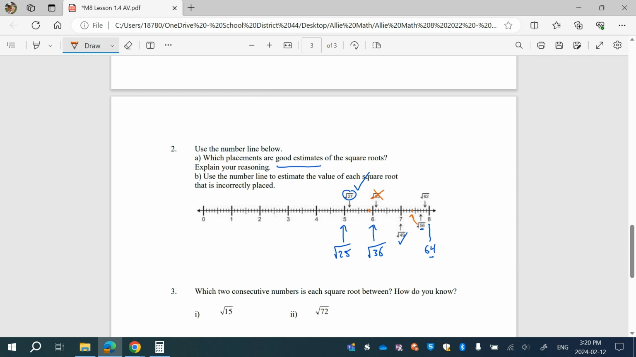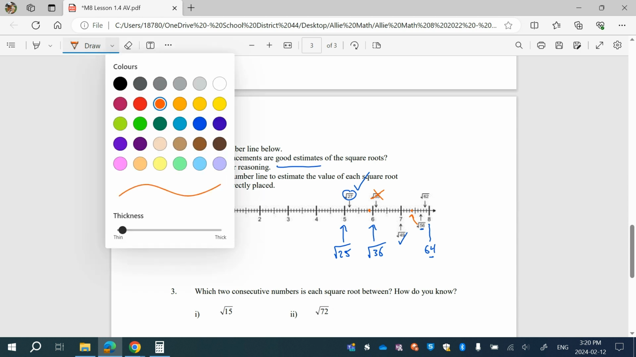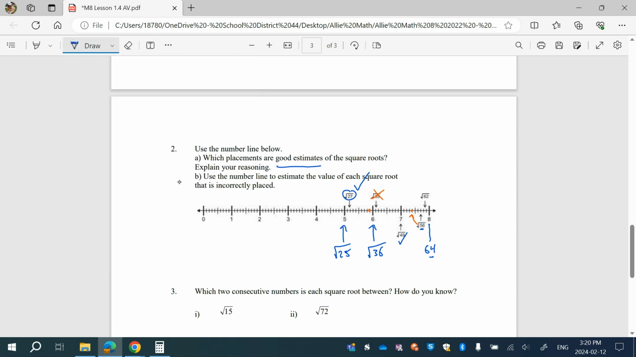Okay? And then 62, that looks like a pretty good guess. 64 is right here. It's just before that. So I think that's pretty good.